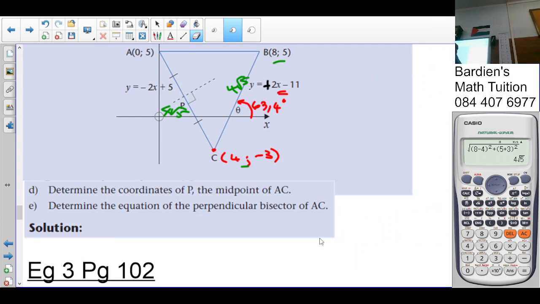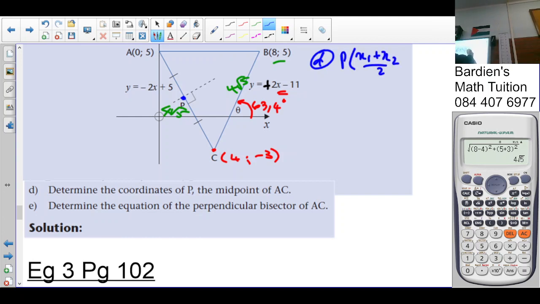Midpoint formula, not so? So, the midpoint, the point P. How do you calculate the midpoint? It's x1 plus x2 over 2, y1 plus y2 over 2. You all agree with that?